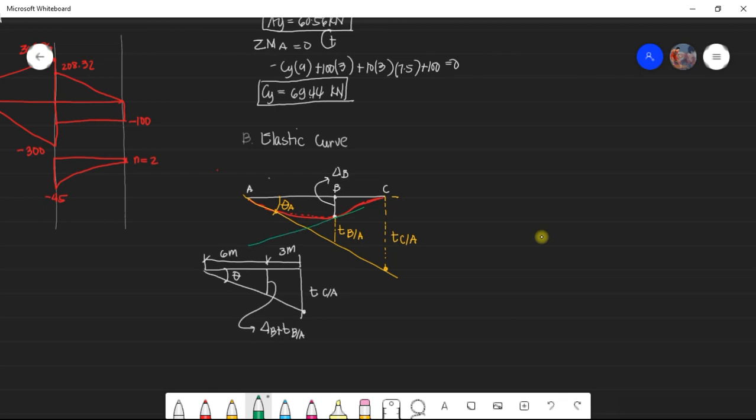Yan. So, ito yung tangent sa A, drawing ko lang dito. Ito naman, tangent at B.